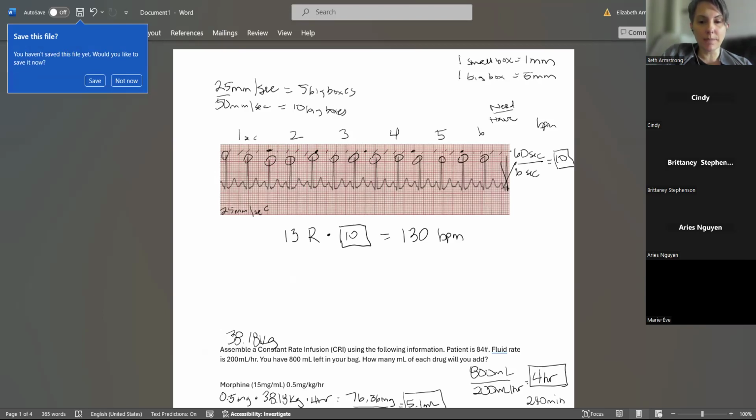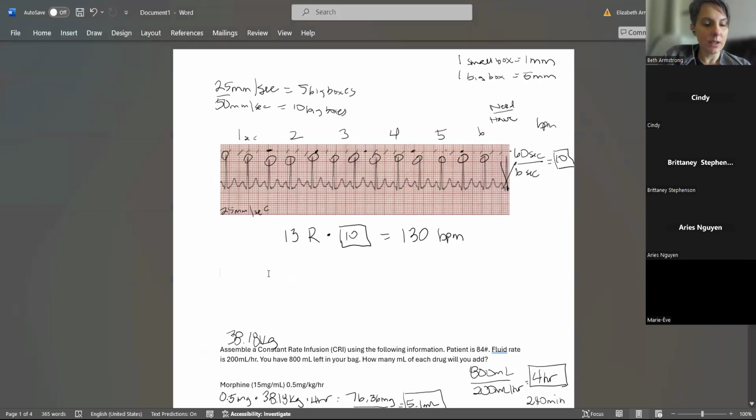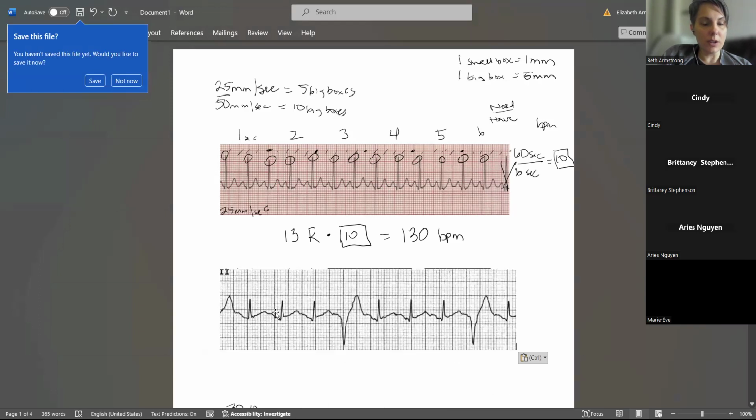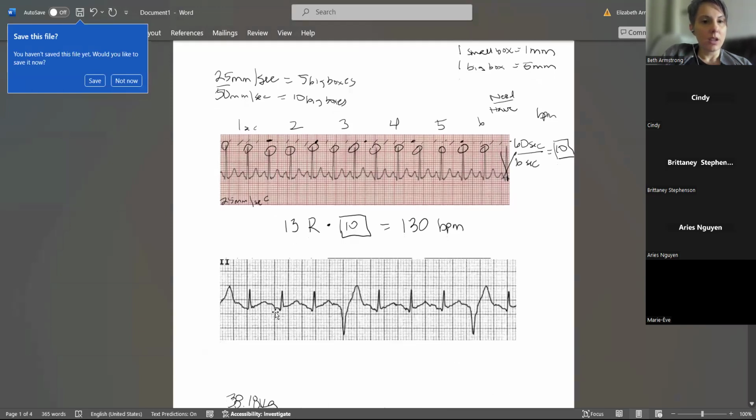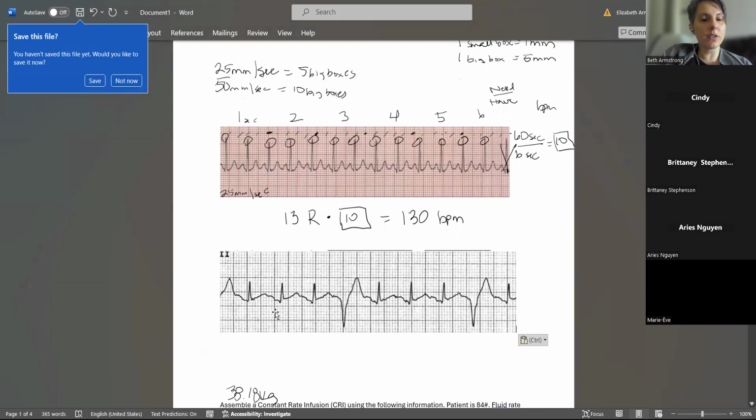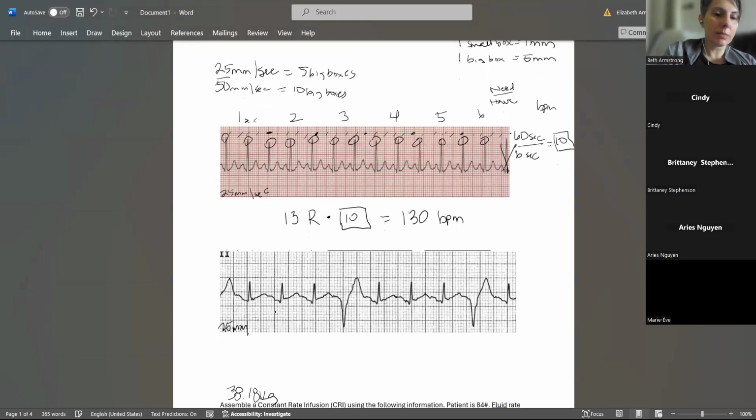All right, here, let's do another one. Let's do the infamous one. All right, let me get back here. So here, let's also do the 25 millimeters per second. Okay. So we'll count our boxes, right?